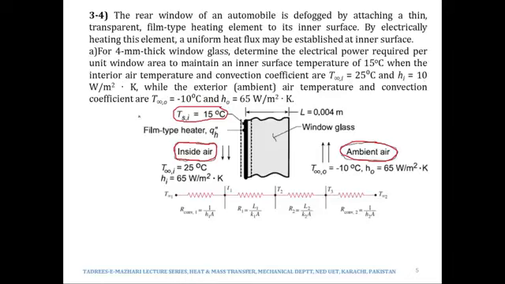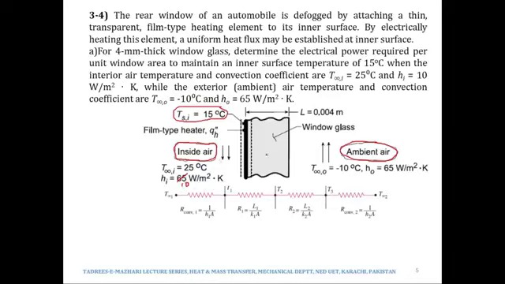And h_i is 10 watts per meter square Kelvin, while the exterior air temperature and convection coefficient are minus 10 degrees Celsius and 65. So outside conditions are the same. However, the inside conditions have varied now. This is a mistake: h_i is not 65, rather it is 10.